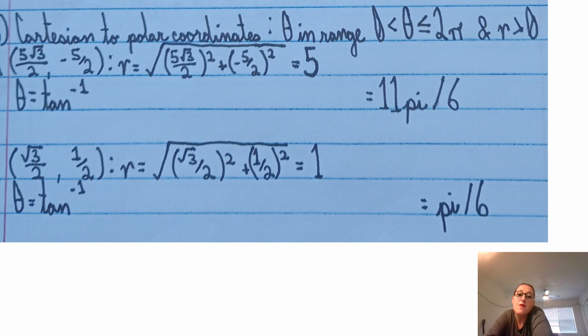(Square root 3 over 2, 1 half). r equals the square root of (square root 3 over 2) squared plus (1 half) squared equals 1. Theta equals arctan equals pi over 6.